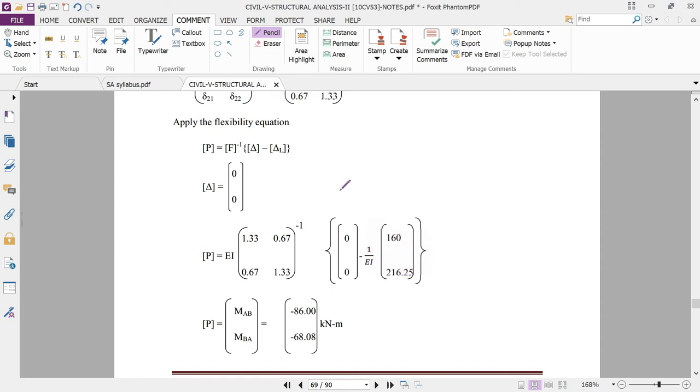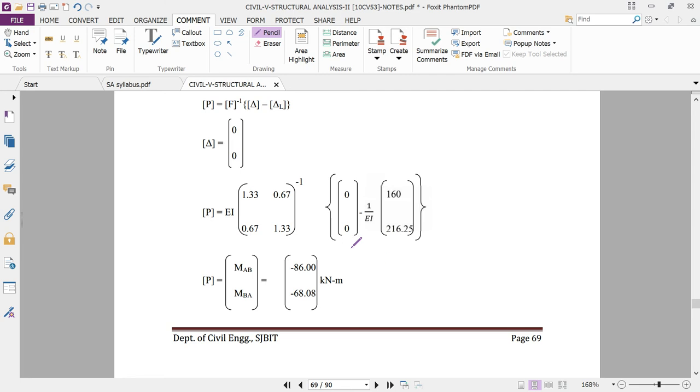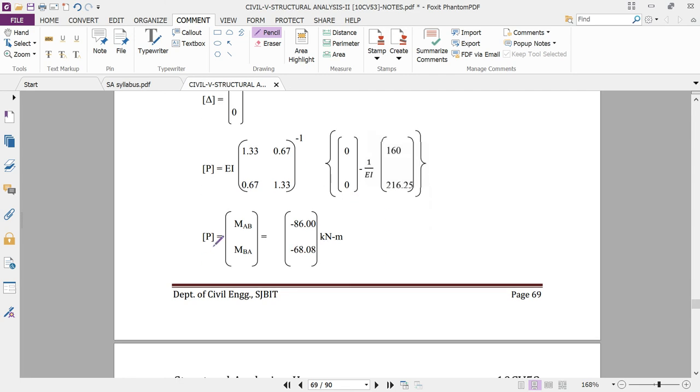So solve this particular matrix in your calculator. You will get the final output in the form of M of AB and M of BA. So it will be equal to minus 86 as a minus value of moment, and M of BA is minus 68.08 kilonewton meter. So these are the two unknown moments which are going to come at particular points A and B. So this is the method by which you can easily calculate the unknowns.